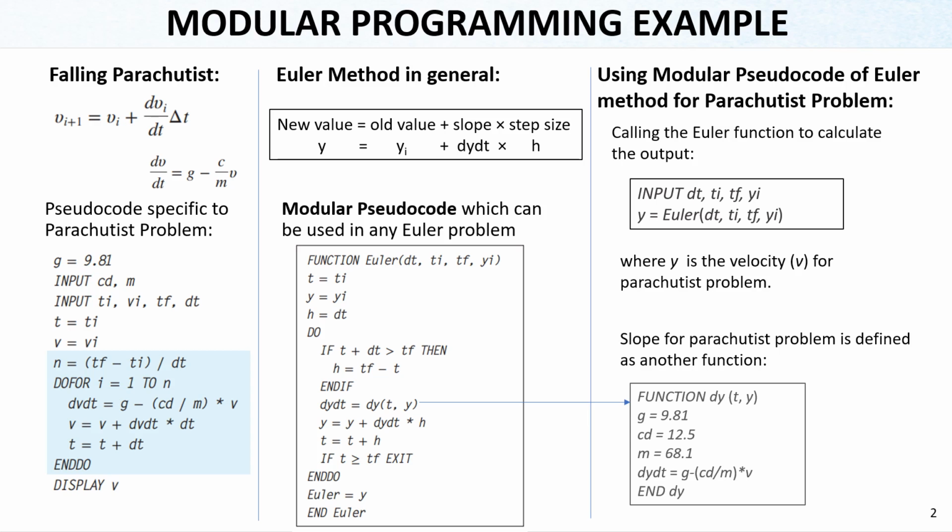In this way, we used this for the parachutist problem, but if there is any other problem, we can still use this Euler function. We just need to define the slope function specific to the problem as another modular part. Then it's straightforward to use the Euler method. So this makes the programming very generic, and you can see that especially in this Euler function, there are no references to the specifics of the parachutist problem.